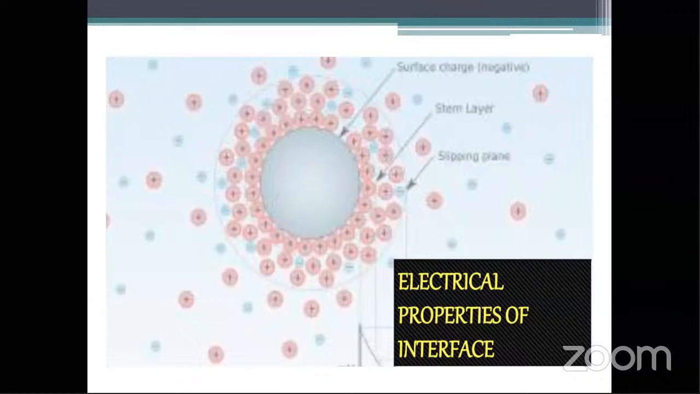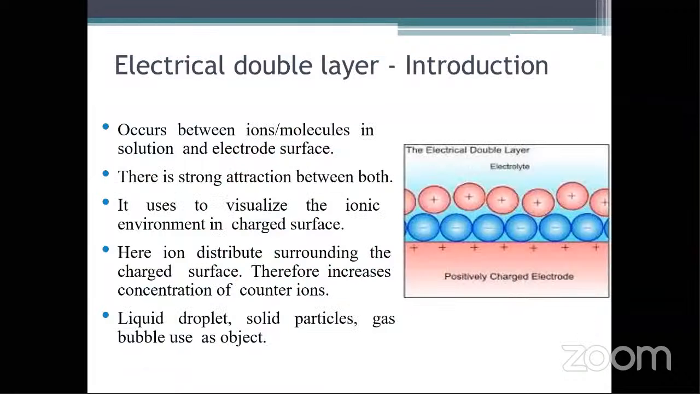Now, the origin of this charge. What is the origin of this charge? What I told, when solids are dispersed in a liquid, a large solid liquid interface is obtained, which may become charged. Now the question is, what is the reason behind this charge? For that you have to know first the meaning of electrical double layer.